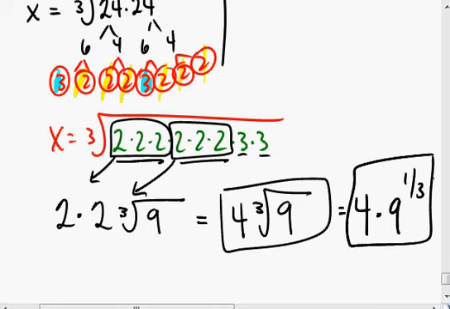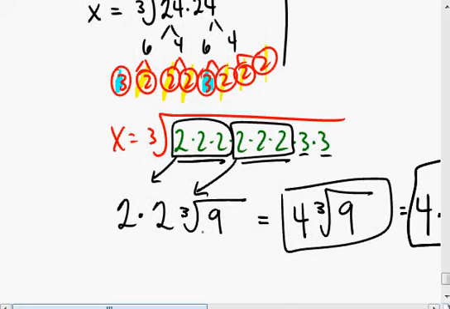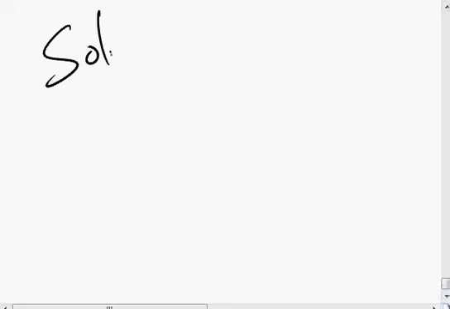Okay, let's do one more, and I think that'll wrap this up. Again, you can get way more in depth into this. This is just a quick, fast lesson on rational exponents. Okay, one more. Solve for x. Ready? Everyone ready? Everybody's ready.